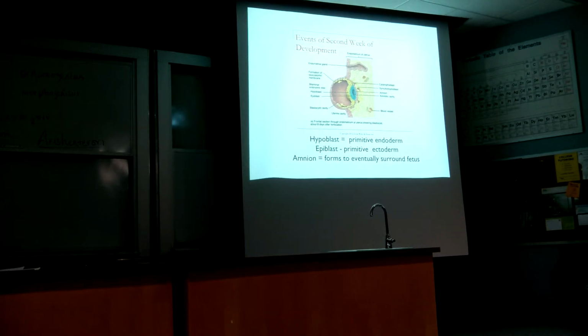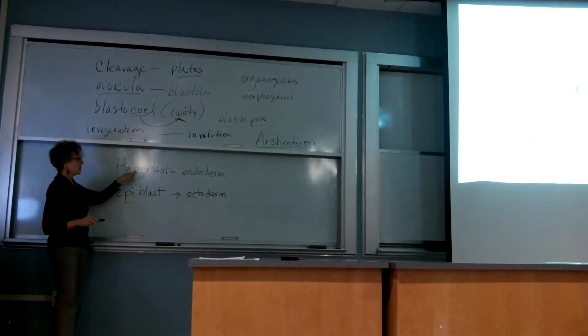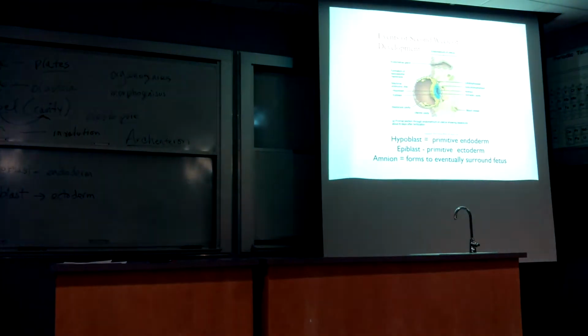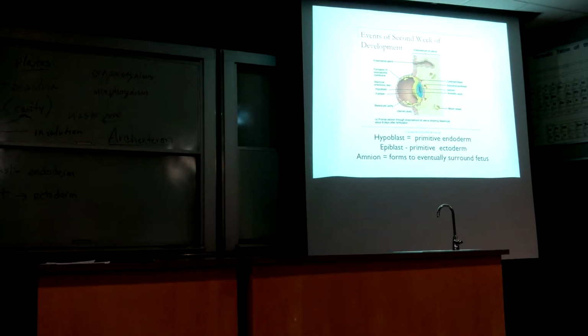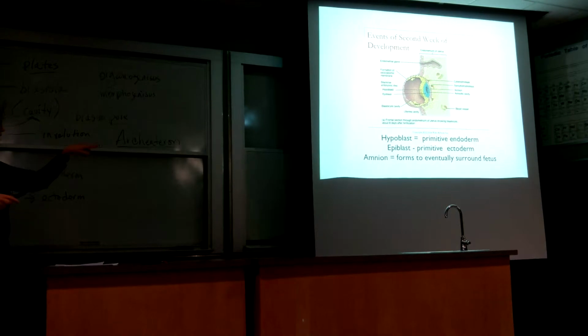Now, we could probably actually get that from just the words epi and hypo. So epi is around and hypo is below. If you ever have a hard time remembering hypo from hyper, just remember hyper is someone who is hyperactive, they're really hyperactive. So hypo is the opposite. So the hypoblast is the endoderm, and the epiblast is the ectoderm.